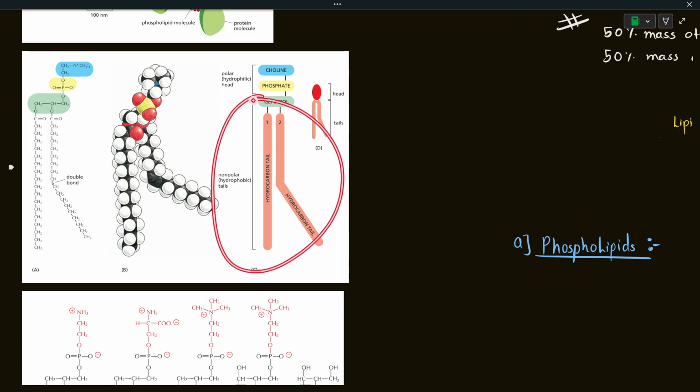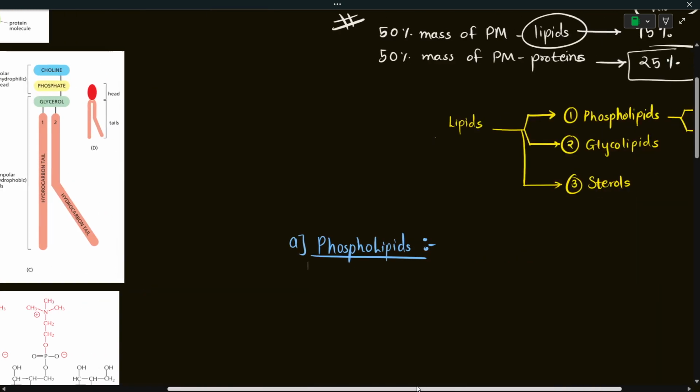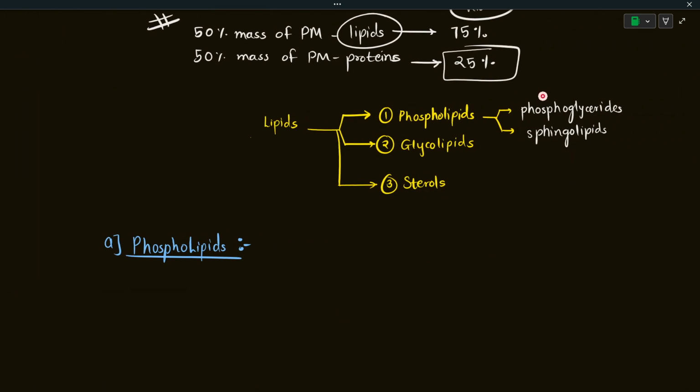Okay, so this looks quite tricky to remember, but fret not, it is quite simple. Let's break it down into components. All of the phospholipids have been categorized into two categories depending upon the backbone they have. Phosphoglycerides have glycerol as their backbone. On the contrary, sphingolipids have sphingosine as their backbone. So let's learn about those molecules first.